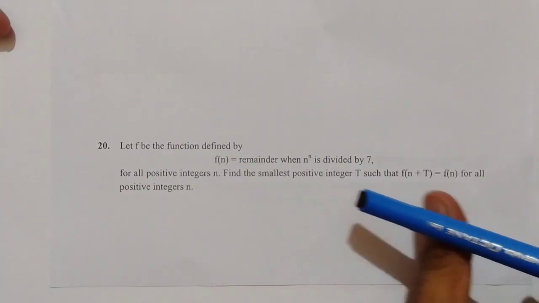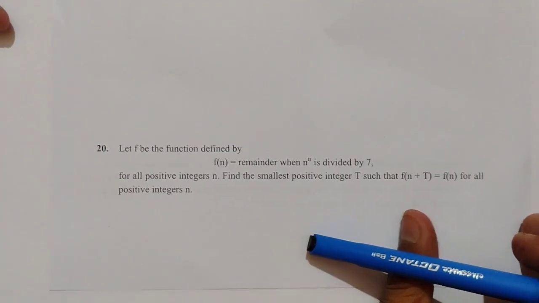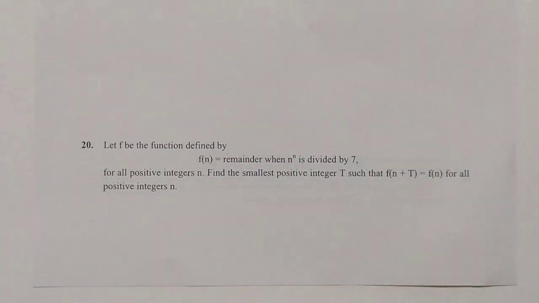Now we have problem number 20. In this problem, let f be the function defined by f(n) is equal to the remainder when n to the power n is divided by 7, for all positive integers n. Find the smallest positive integer t such that f(n plus t) is equal to f(n) for all positive integers n.